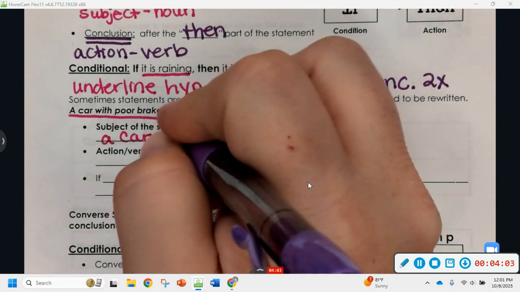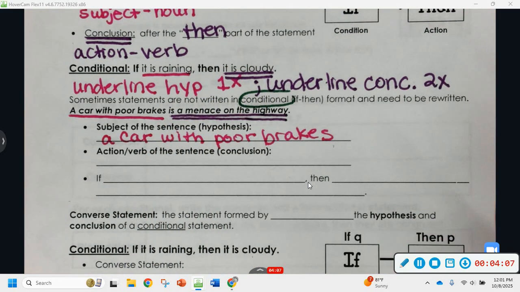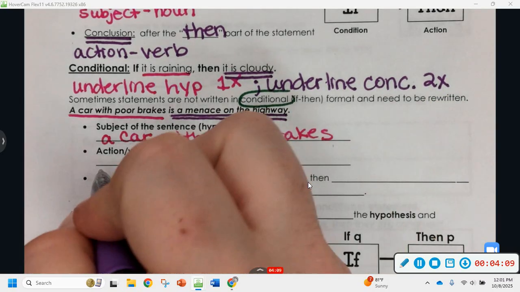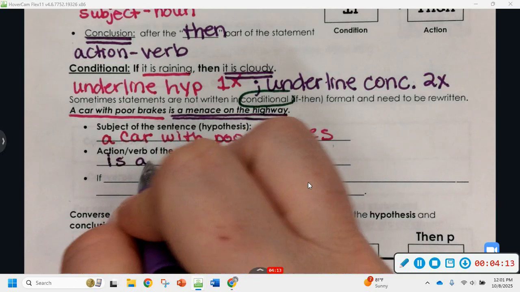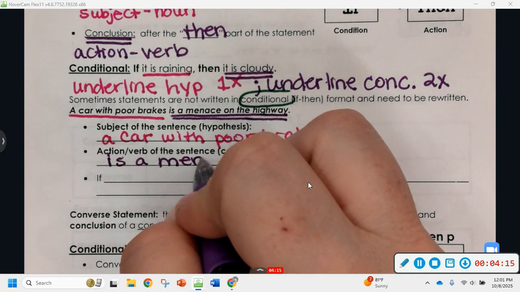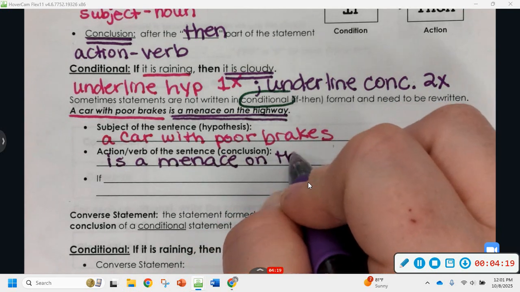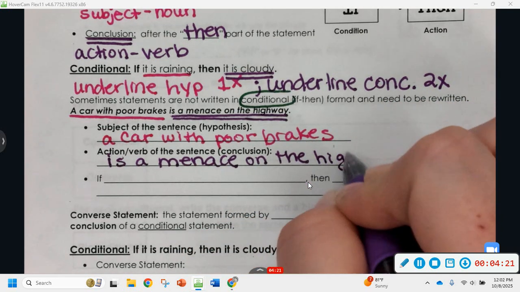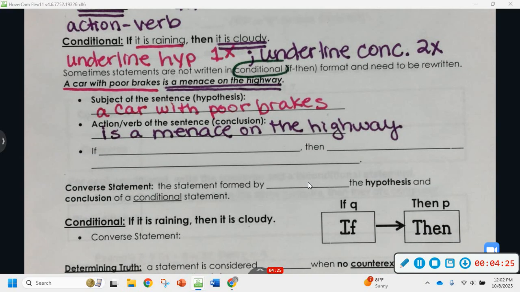So we'll double underline the conclusion. It says underline it twice. So my conclusion is a menace on the highway. So now we're going to put this together and create a conditional statement.